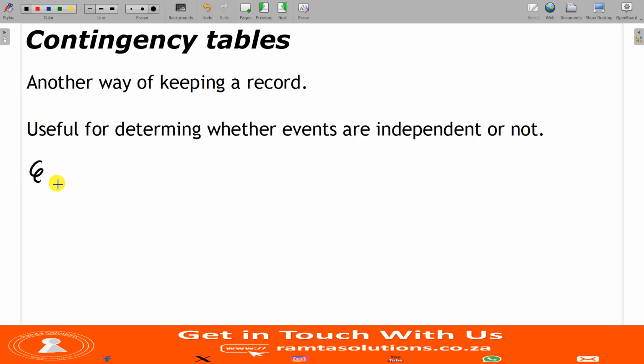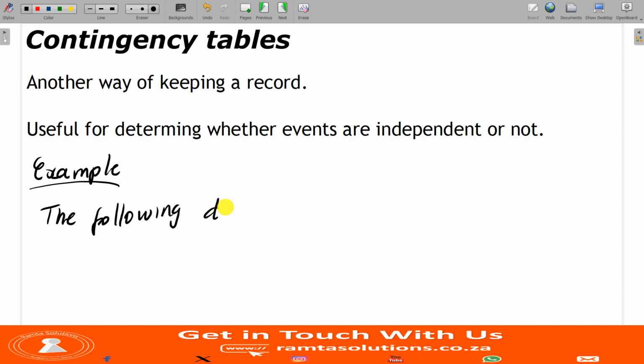I think we're going to have one example of these contingency tables. Let's say the following data for a medicine is recorded.